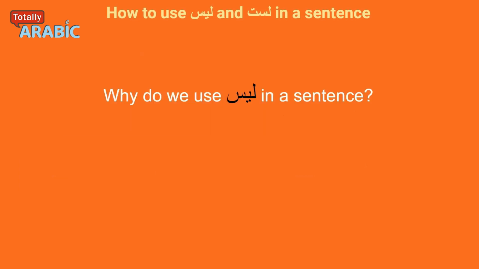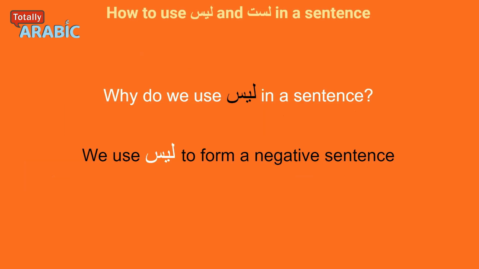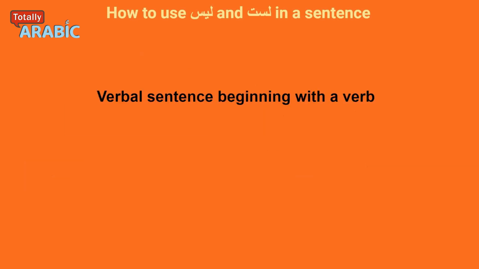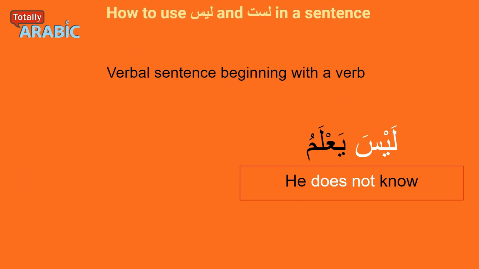So why do we use ليس in a sentence? The simple reason is to form a negative sentence. Now let's start with a verbal sentence beginning with a verb. In this example, ليس يعلم, يعلم is a verb, which means he knows. Once we add ليس and it becomes ليس يعلم, the meaning changes to he does not know. He doesn't know. ليس يعلم.